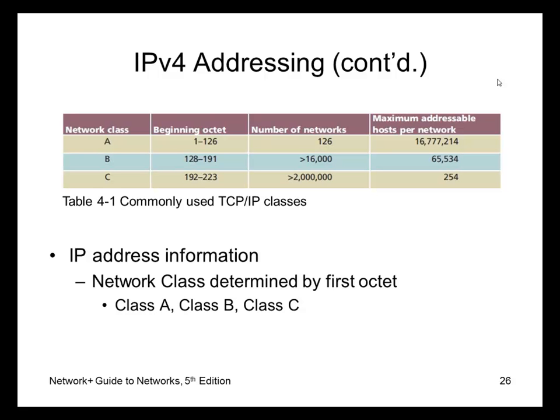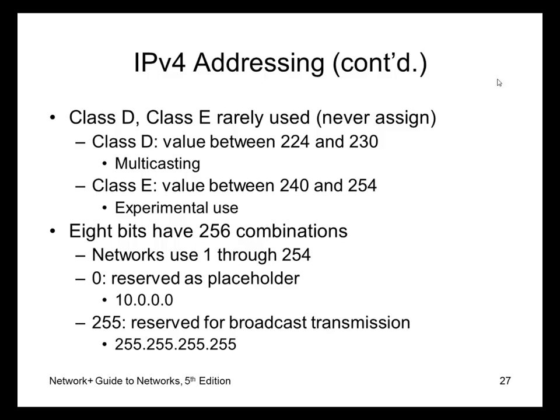Wow, we're almost out of time? Damn it. I thought we were going to get more than this done. All right. So, we also have D and E. D is multicasting normally, and E is experimental, not used very much. Experimental use.